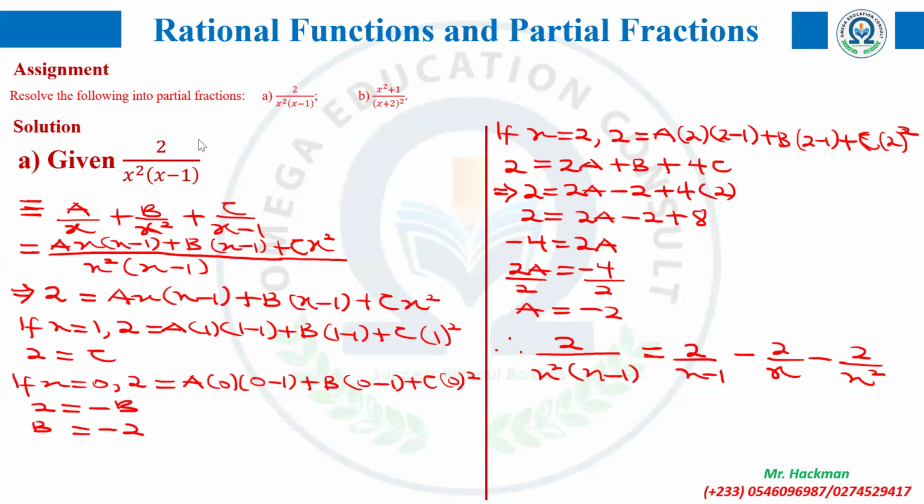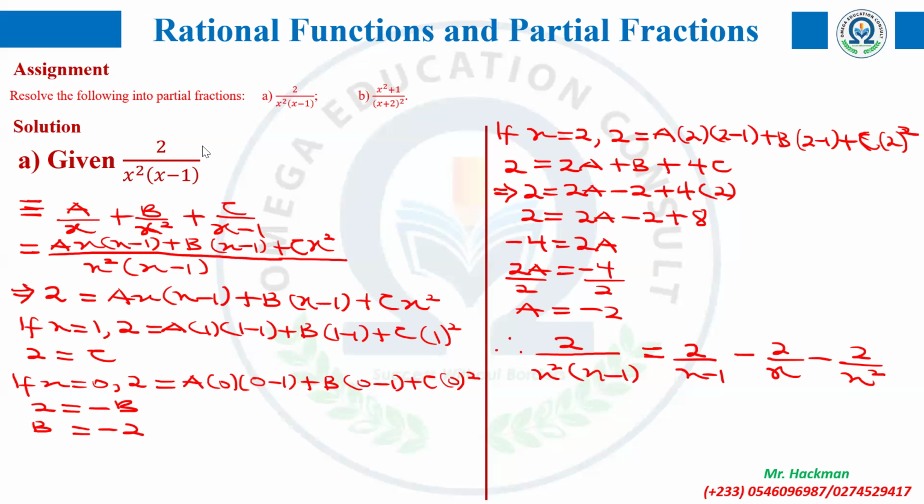And obviously this is proper. The degree of the numerator is 0, and that of the denominator will be 3: 2 for this factor, 1 for this factor. If you add, you get 3. And if you expand, you get s cubed as the highest power of your variable, making the degree 3. So now we know it's proper.